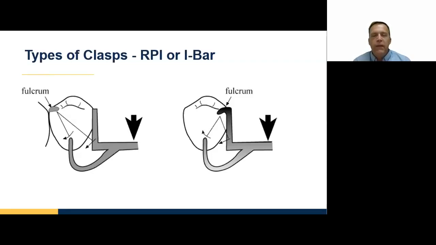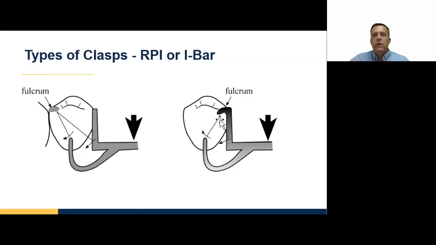But what this is primarily for is that when we're dealing with a Kennedy class 1 or class 2, a perfectly fitting partial is going to have a little bit of movement, because when the patient bites on it, as you know, it'll displace the tissue. So we've got to figure out a way to deal with that.